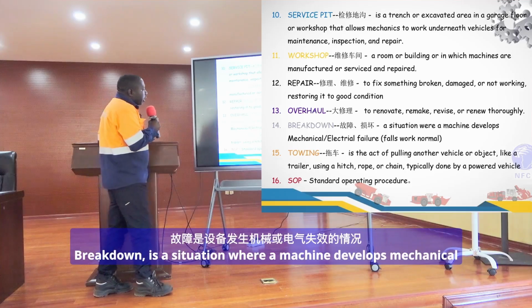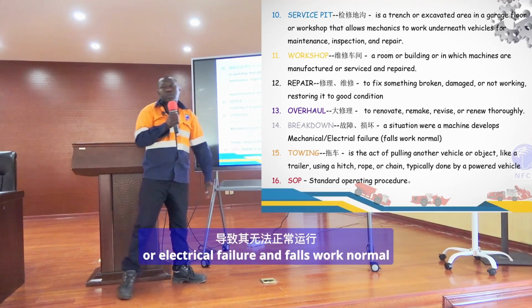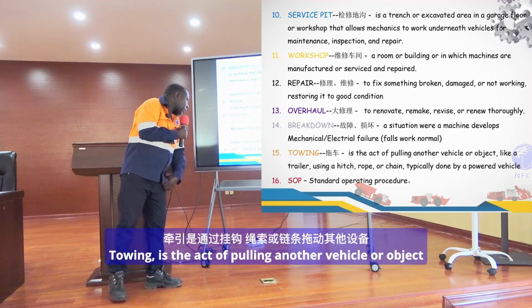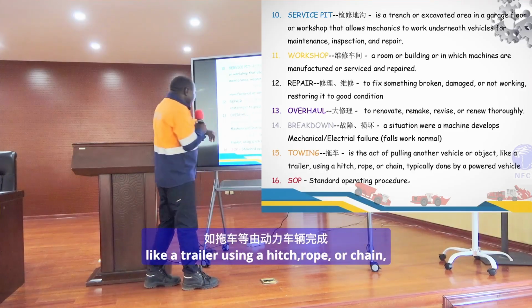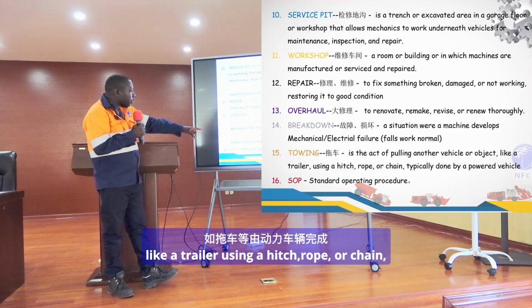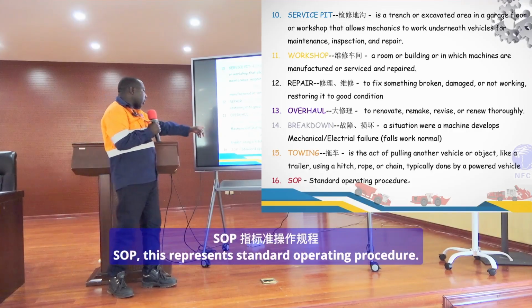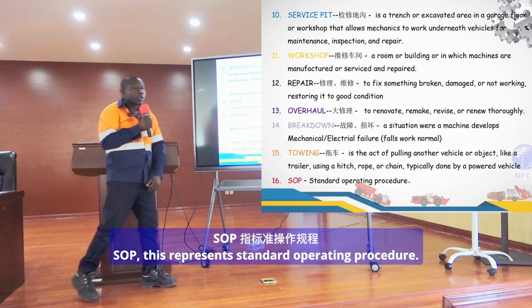Breakdown is a situation where a machine develops mechanical or electrical failure and fails to work normally as it is intended. Towing is the act of pulling another vehicle or object like a trailer using a hinge, ropes, or chain, typically done by a powered vehicle. Well, SOP, this represents standard operating procedure.